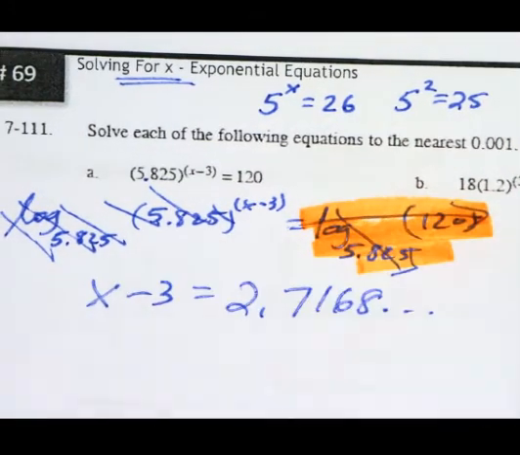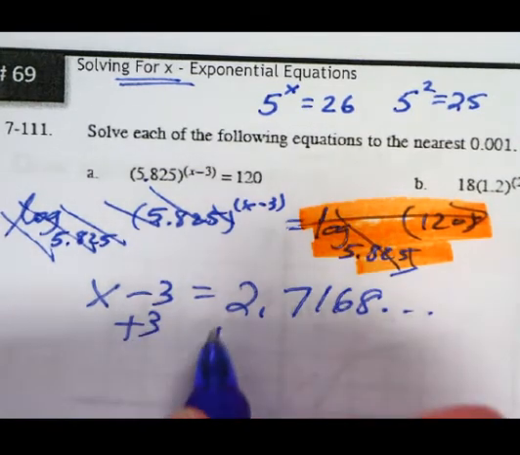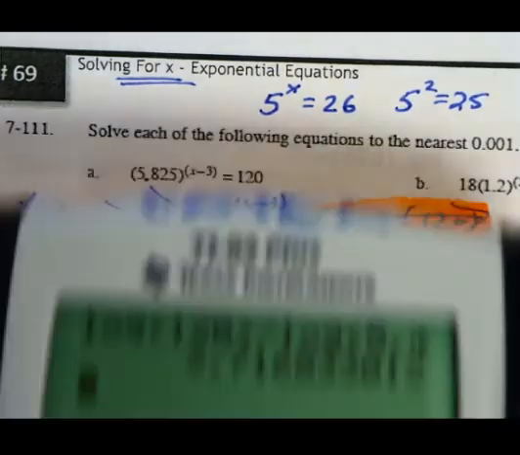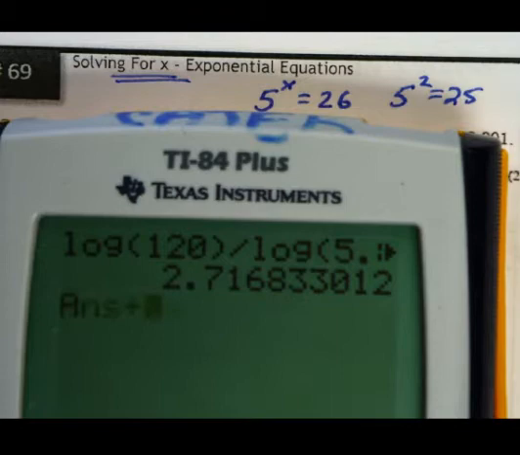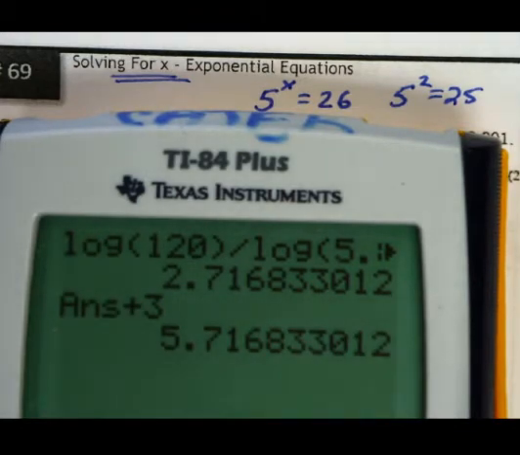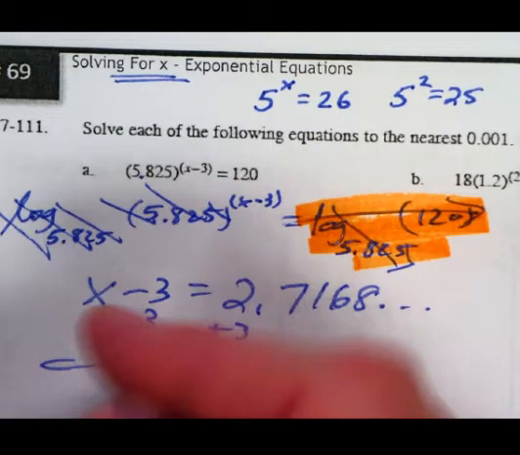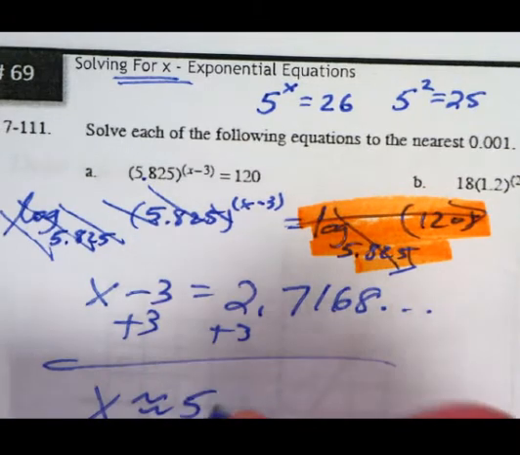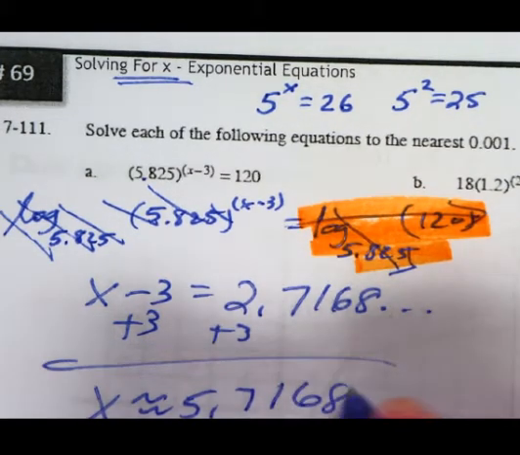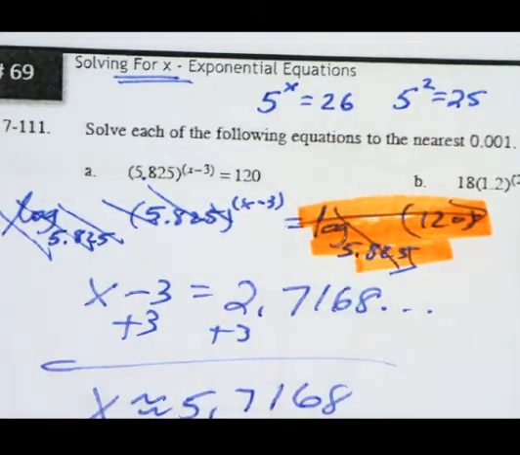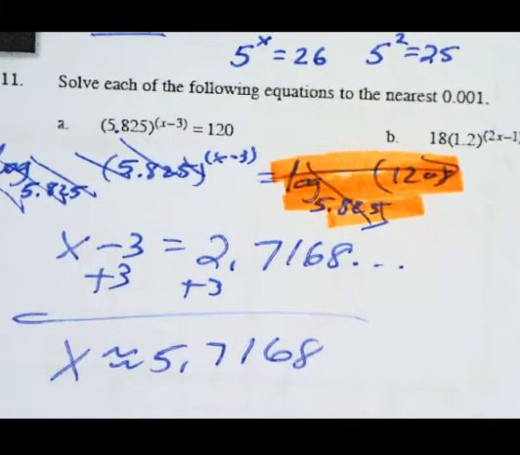It keeps going, but then to solve for x, I add 3 to both sides, and here's my solution with the plus 3, and boom, it's that 5.7168 number. So x is approximately 5.7168. And that's how you do that. It has to do with the base that you've got, and with the logarithm you undo it.